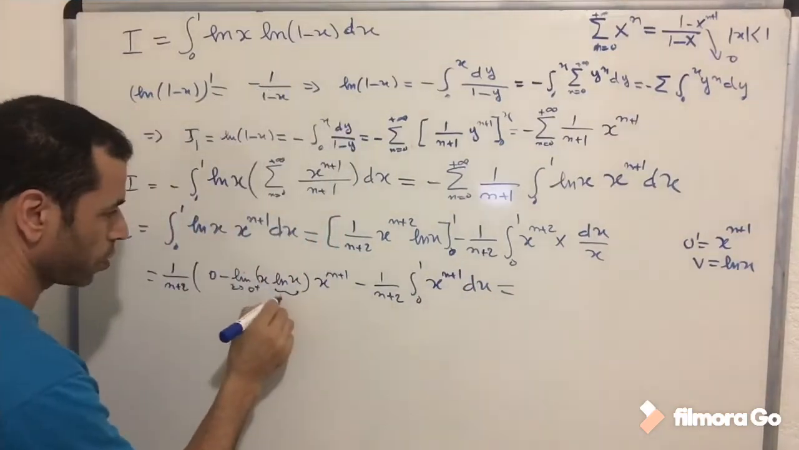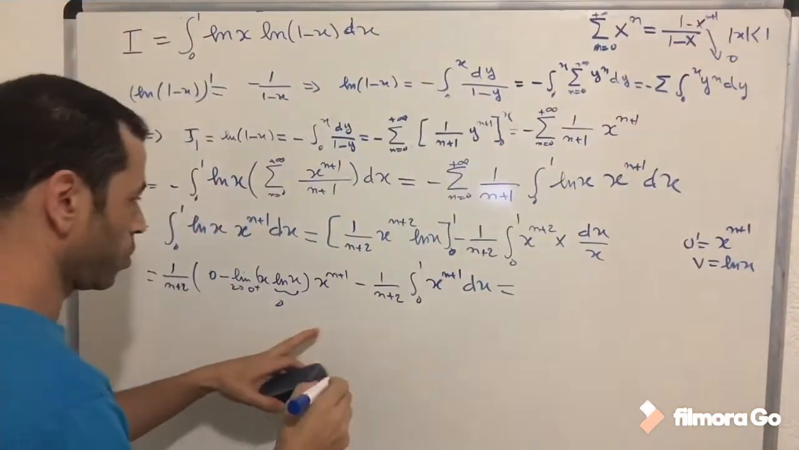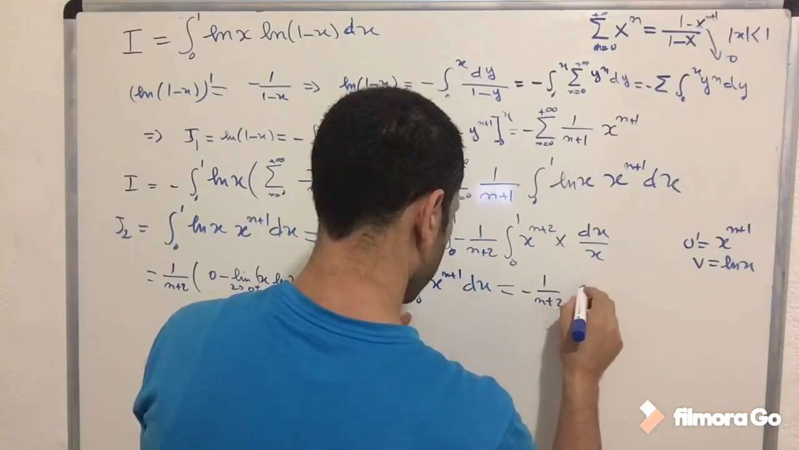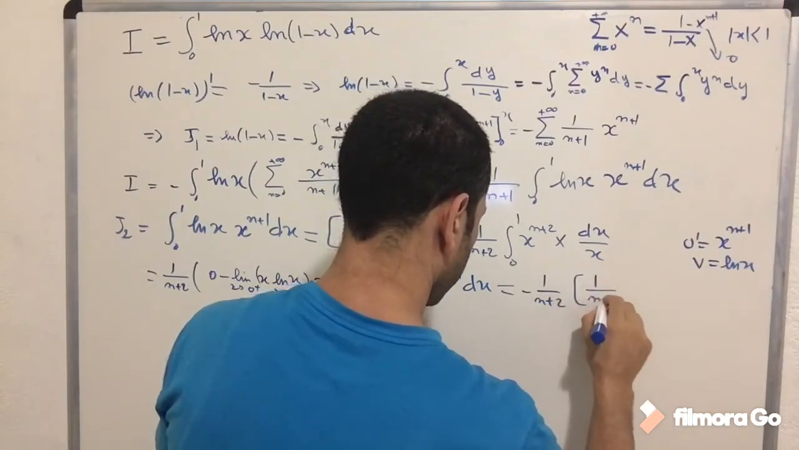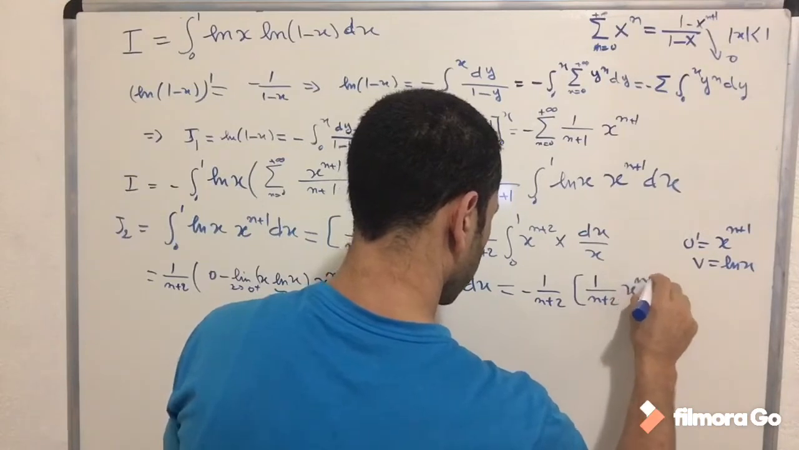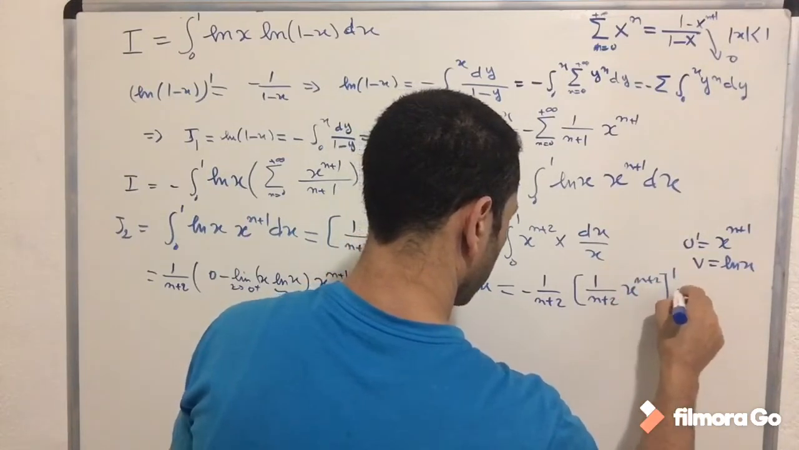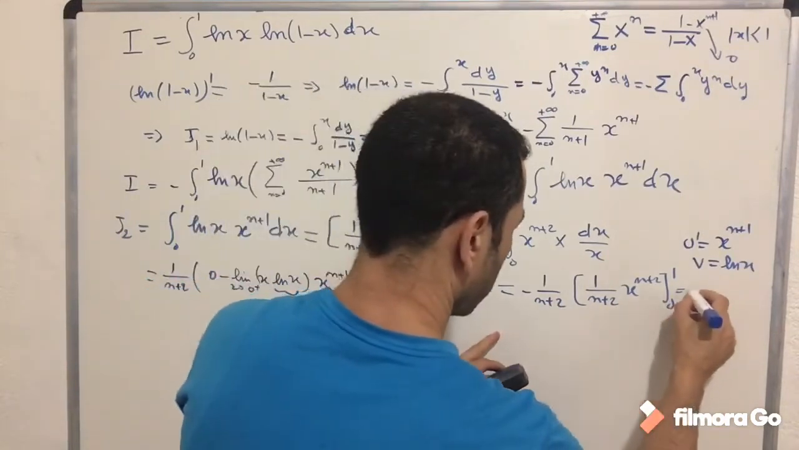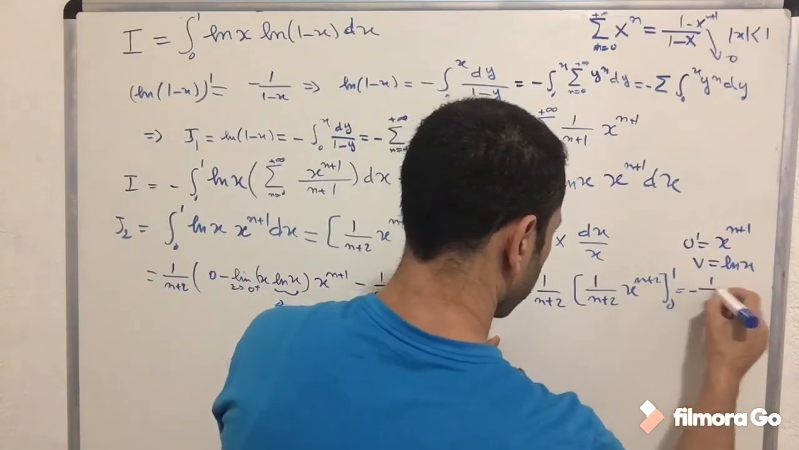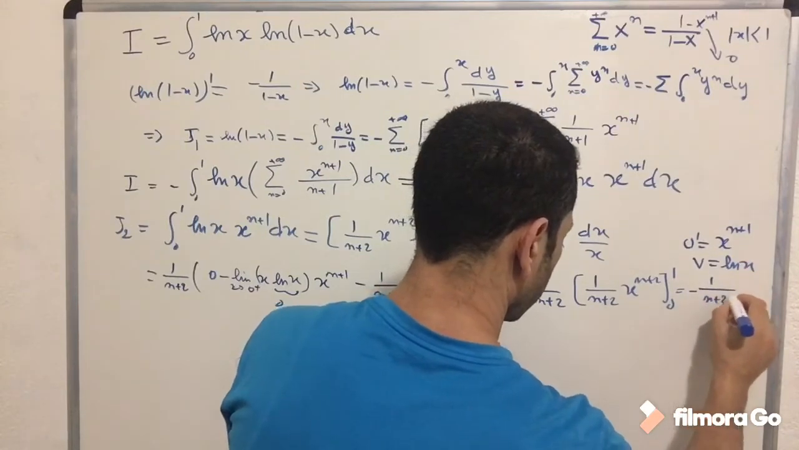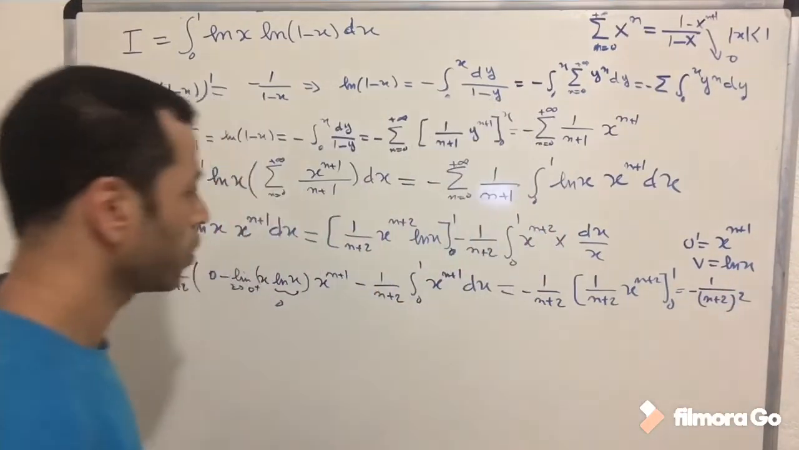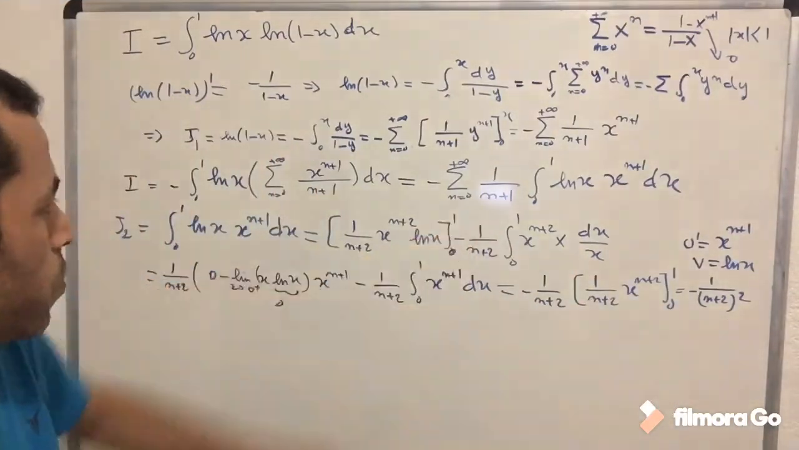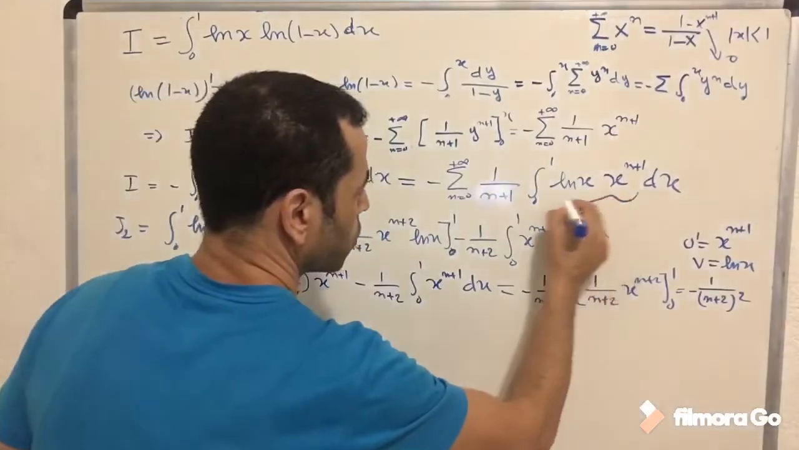This one is 0. Now only this one remains, 1 over n plus 2, which becomes 1 over n plus 2 times x^(n+2) from 0 to 1. This expression equals 1 over (n plus 2) squared, with the negative sign. Now we will bring this one here, because we're calculating this one now.